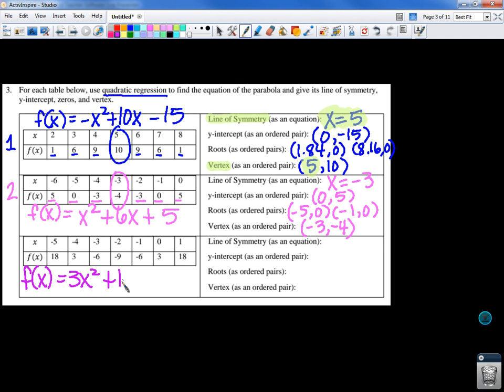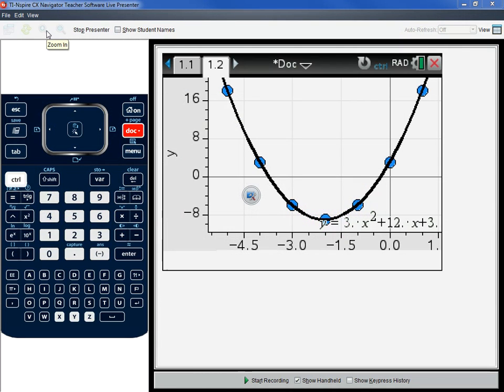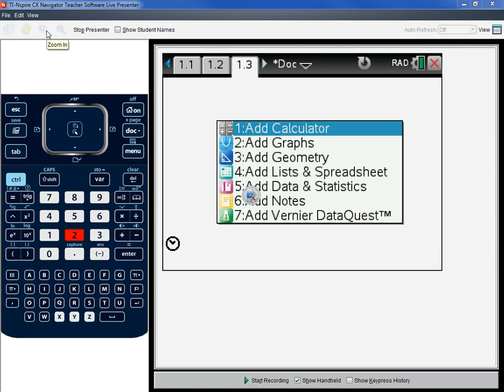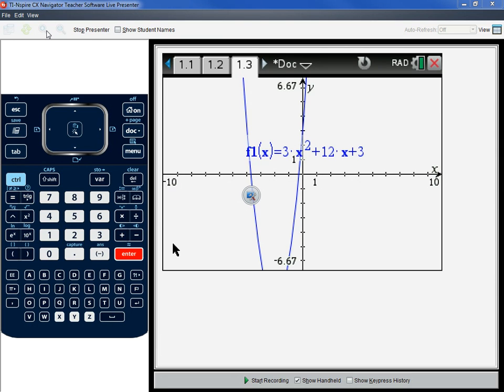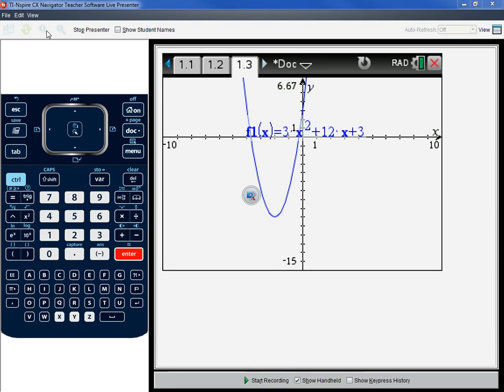3x squared plus 12x plus 3. Add a graph. 3x squared plus 12x plus 3. I'm going to do all that same analyzing, except right now I can't see the vertex. So I'm actually going to change this bottom value down here to -15. All right. So now I can see all of the key attributes.